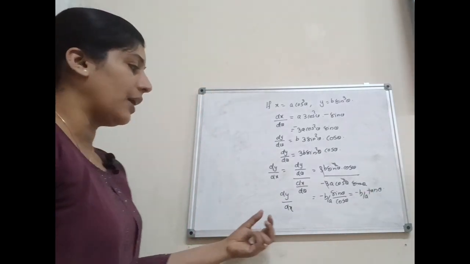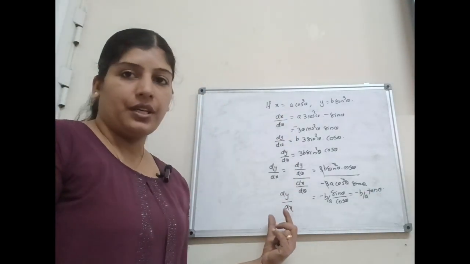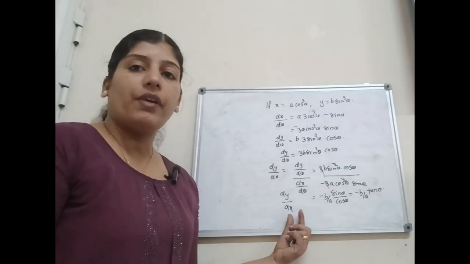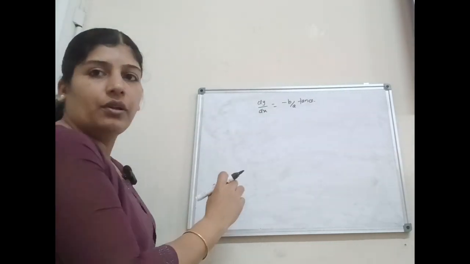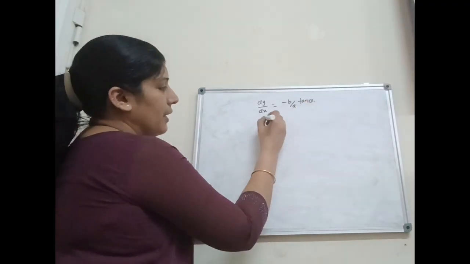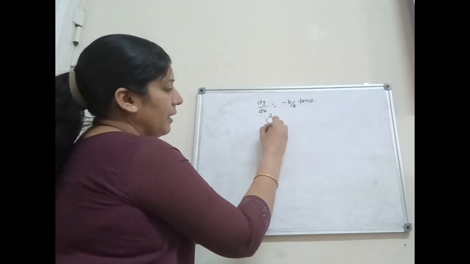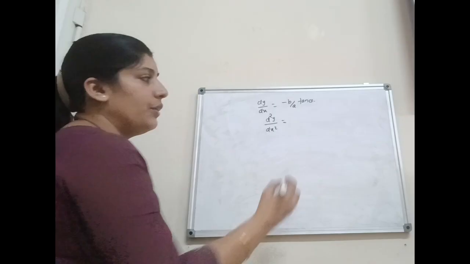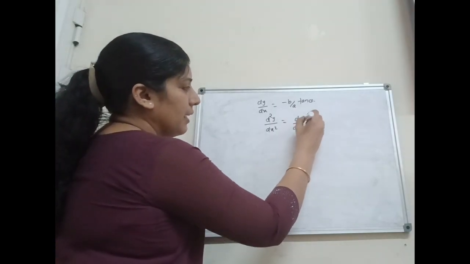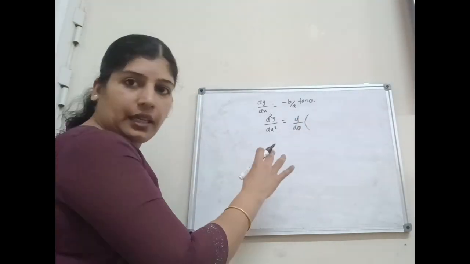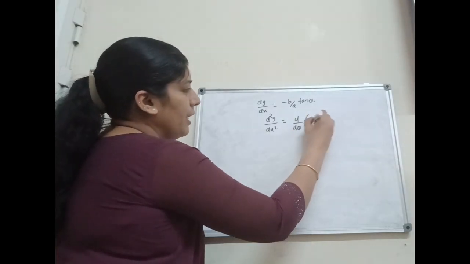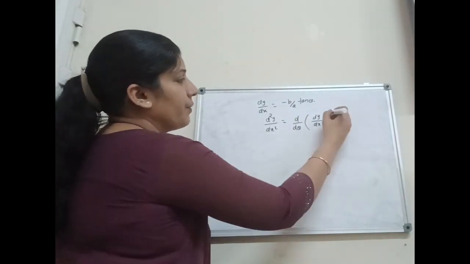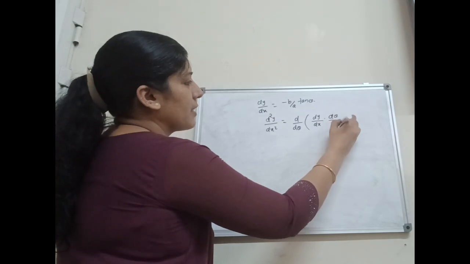Next we have to find the second order derivative of the parametric function. That is, we have to find d square y by dx square. How can we find d square y by dx square? dy by dx equal to minus b by a tan theta. Next we can consider d square y by dx square. How can we find it? It is equal to d by d theta. Here the function is defined on theta, that is, theta is the parameter of the given function. Therefore d by d theta of dy by dx into d theta by dx.